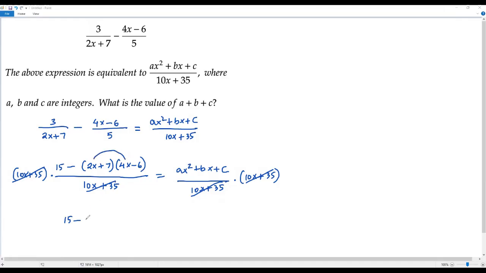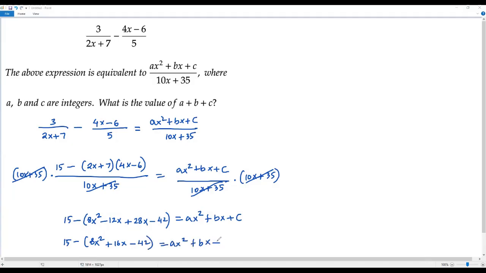Let's multiply the first terms. So 2x times 4x is 8x². And now let's multiply the outer terms. 2x times negative 6, that is negative 12x. Now let's multiply the inner terms. 7 times 4x, that is 28x. Let's multiply the last terms, positive 7 and negative 6. The positive 7 times negative 6 is negative 42, equals ax² + bx + c, 15 negative 8x². Here we can combine the like terms, negative 12x and positive 28x. When I combine them, I am getting positive 16x − 42 equals ax² + bx + c.